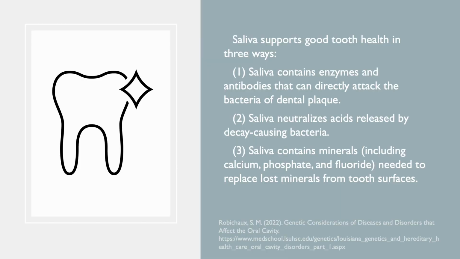The reason why saliva is so important is because it helps maintain a healthy oral cavity and good tooth health. There are 3 ways that saliva does this. Saliva contains enzymes and antibodies that can directly attack the bacteria of dental plaque. Saliva neutralizes acids released by decay-causing bacteria. Saliva contains minerals including calcium, phosphate, and fluoride needed to replace lost minerals from tooth surfaces.